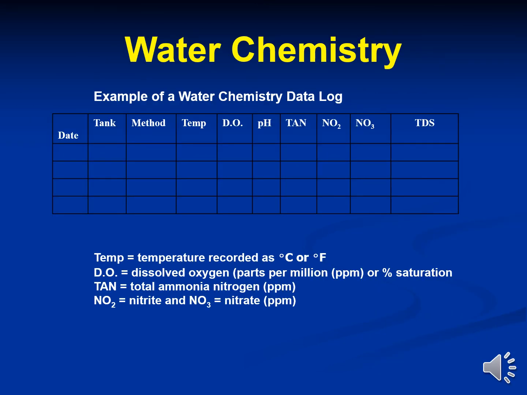Whatever method or methods you decide to use, make sure you take records of when and what was measured and each of the parameters' values. This is an example of a record log showing the date, the method used, tank number if needed, and the value for each of the important water chemistry measurements.